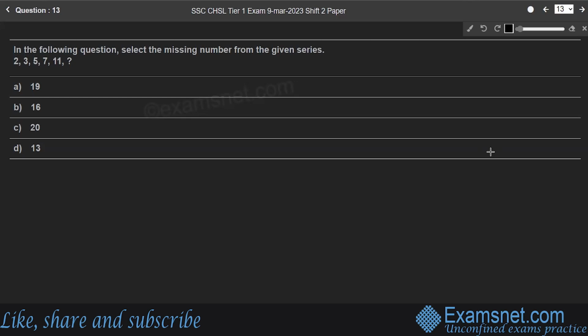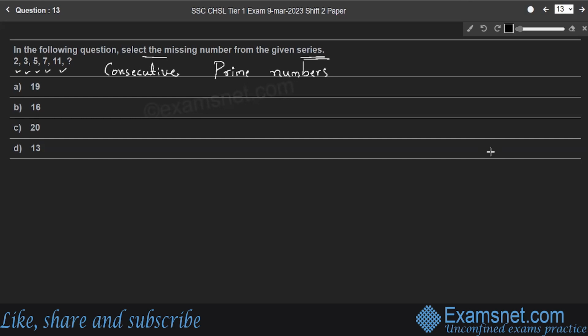Question 13. In the following question, select the missing number from the given series. The series has 2, 3, 5, 7, 11. The speciality of these numbers is that they are prime numbers. Particularly, they are consecutive prime numbers.